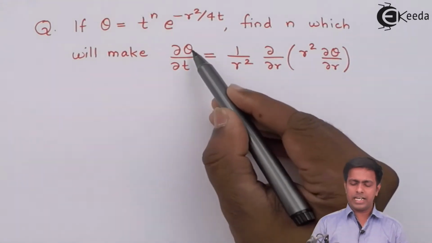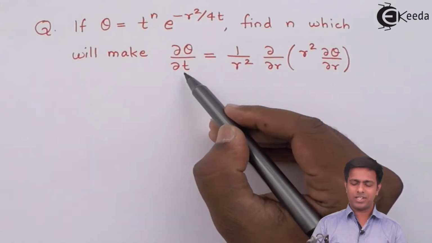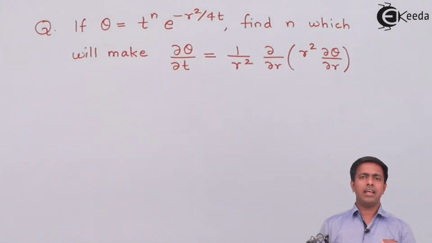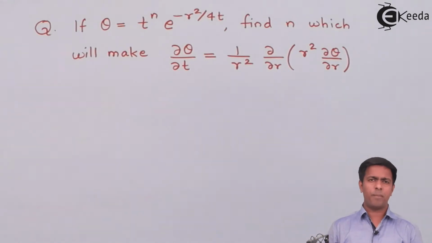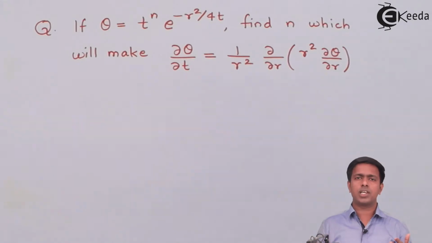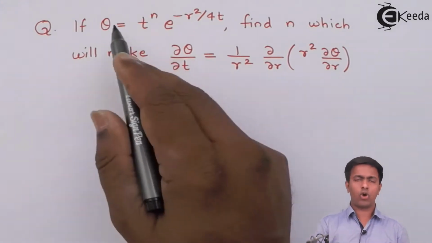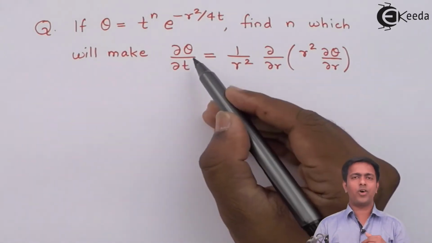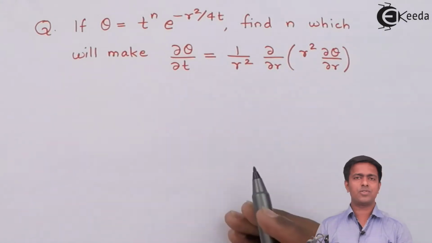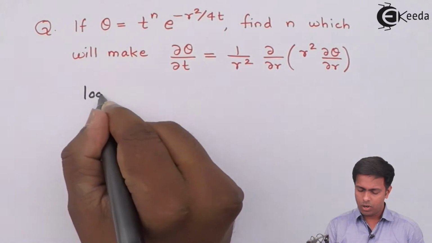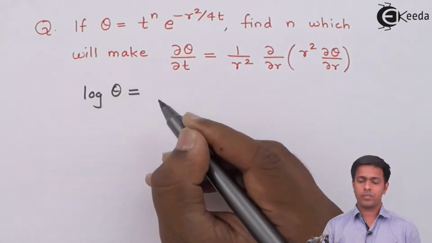So let's find out del theta by del t, and for this we'll be differentiating this theta with respect to t. Now guys, before starting with the differentiation, if you look at the given function, it is in a complex form. Since it is quite complex, let's make it simpler by taking log on both sides. So we'll reduce that function to a simpler form, and then we'll find out the value of del theta by del t and the other values. So let's start. Taking log on both sides, I'll get log of theta equal to log of this.